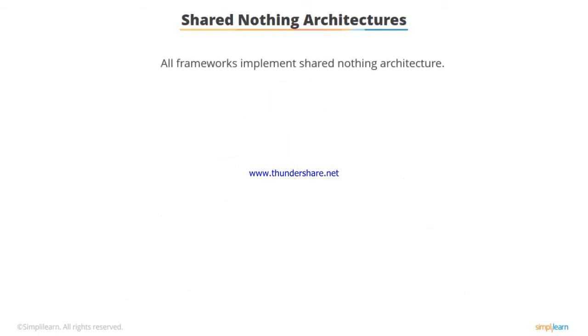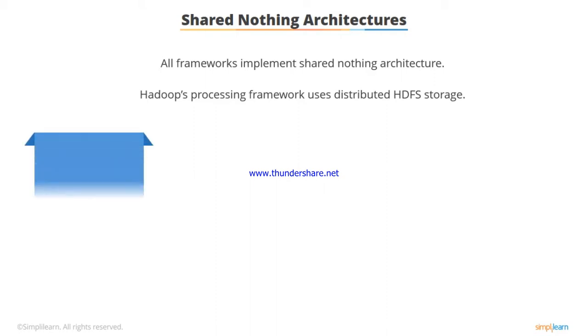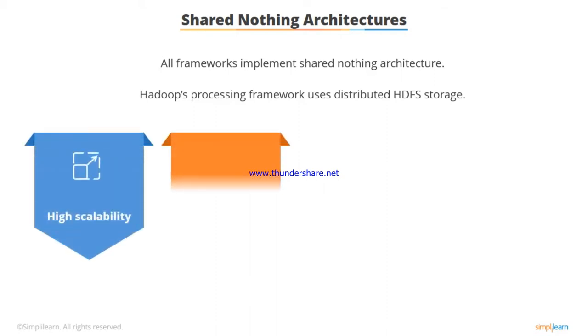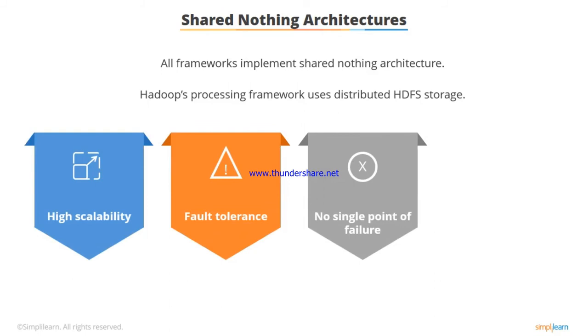All frameworks implement shared nothing architecture, also known as sharding. There are no shared resources to cause bottlenecks in an architecture in distributed systems where each node is independent of other nodes. Hadoop's processing framework uses distributed HDFS storage. Data is not shared, and each node processes a unique subset of data. Shared nothing architecture offers high scalability, fault tolerance, no single point of failure, and fast recovery.